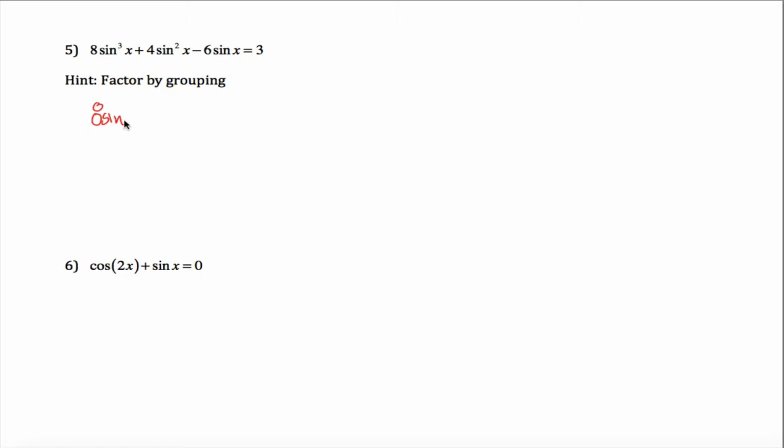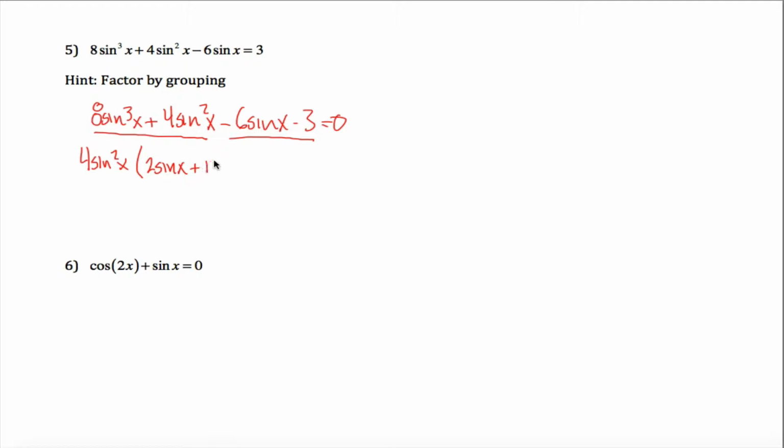You got 8 sine cubed x plus 4 sine squared x minus 6 sine of x minus 3 equals 0. And now you factor by grouping. The way you factor by grouping is you form these groups and look for the greatest common factor of our first group. Well, they both have a 4 sine squared in them, so I can factor out 4 sine squared x. And what I would have left behind from this term would be 2 sine of x. And from this term would just be 1.